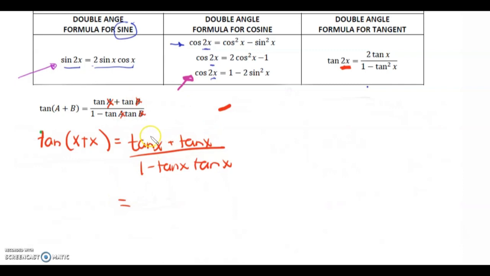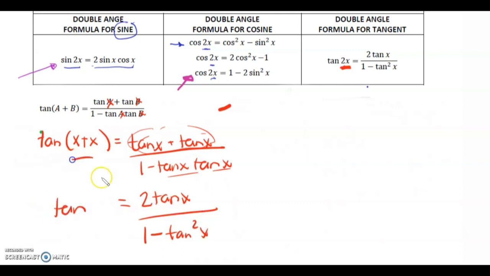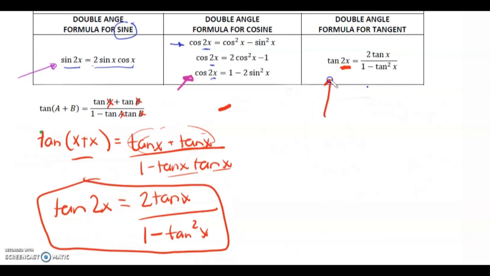So simplifying this, tan x plus tan x is 2 tan x, right? These are like terms, essentially. So 1 plus 1 equals 2. And then in the denominator, 1 minus, and if we have tan times tan, that gives us tan squared x. Okay? And then that's going to be 2x. And that is our double angle formula for tangent.